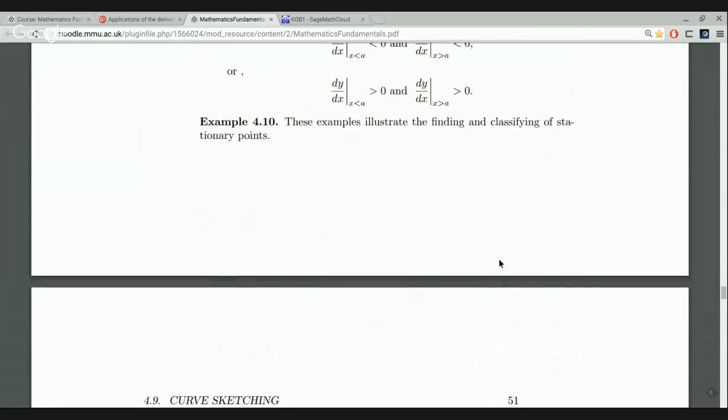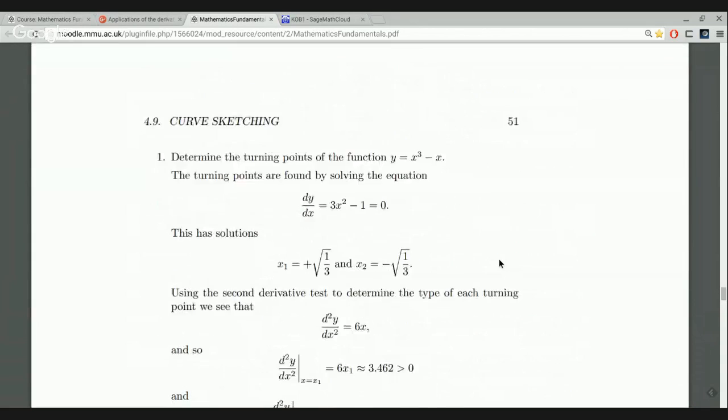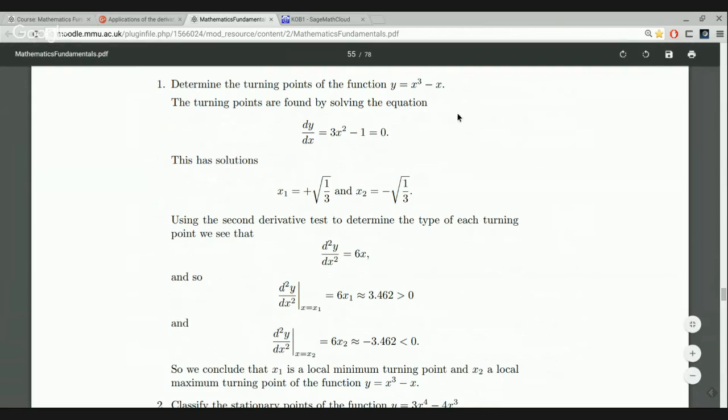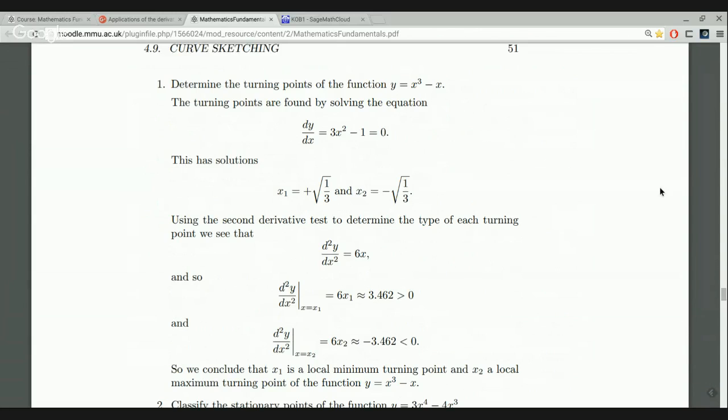So in example 4.10, we've got a couple of examples there illustrating this method of finding and classifying stationary points. And I've got an example or two to work through here on the page as well. So let's just look at these initially. So in the first one, we've got this function x cubed minus x.